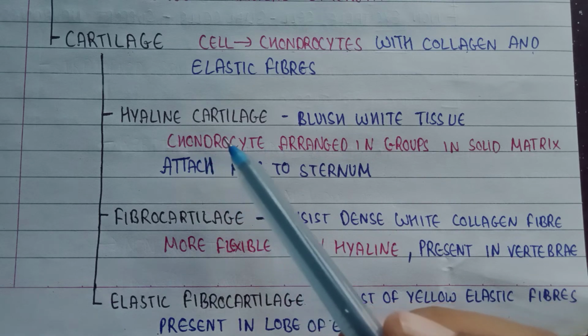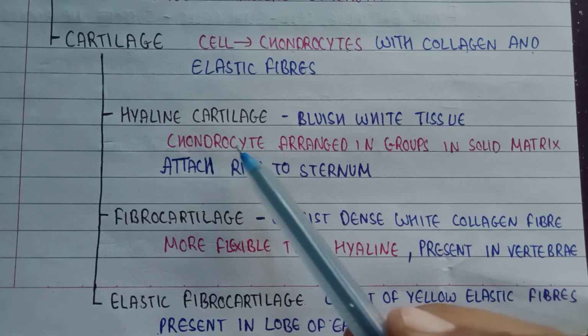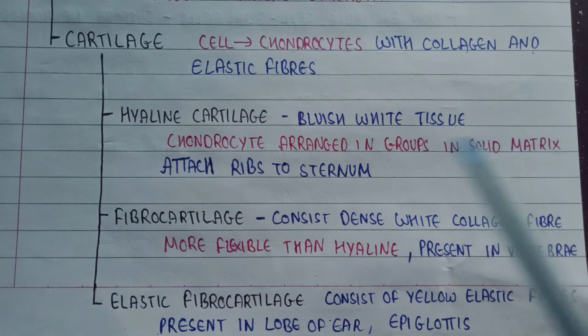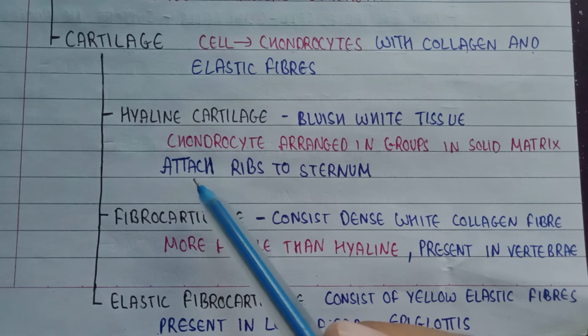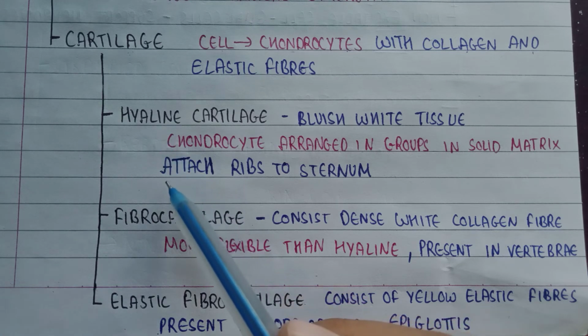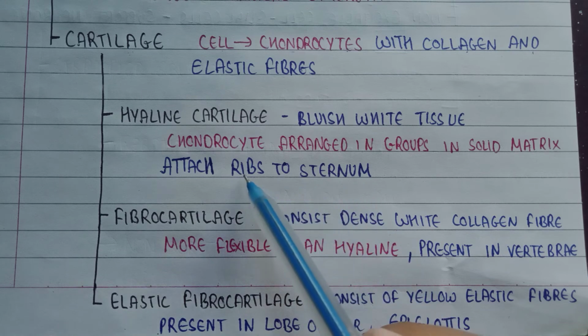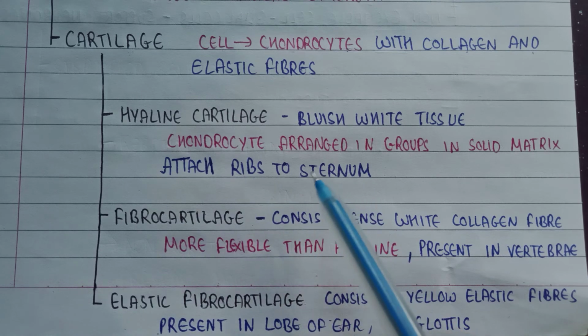Coming to the structure, the chondrocytes, the cells, are arranged in a group in a solid matrix. And where it is found, hyaline cartilage is found attaching the ribs to the sternum. It is found between the ribs and the sternum.